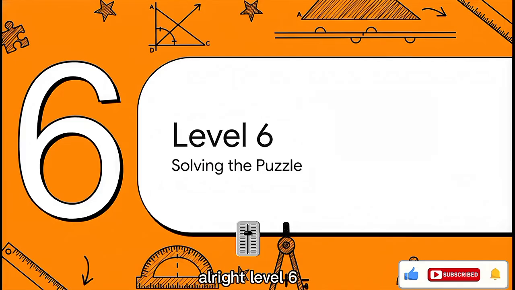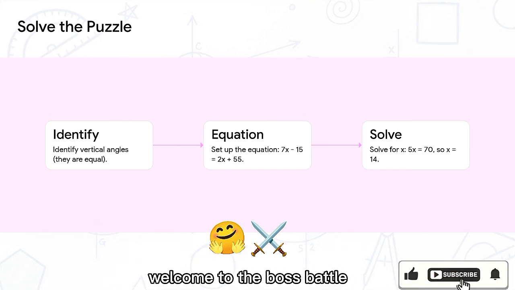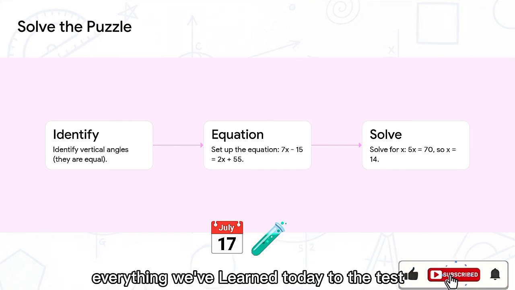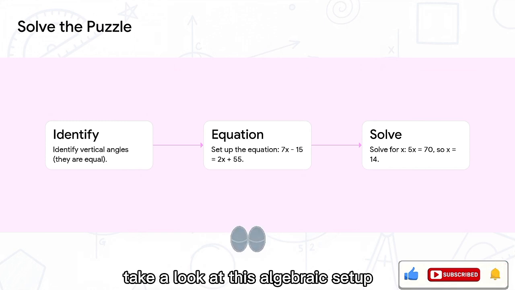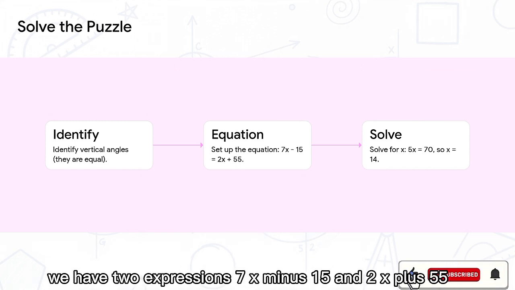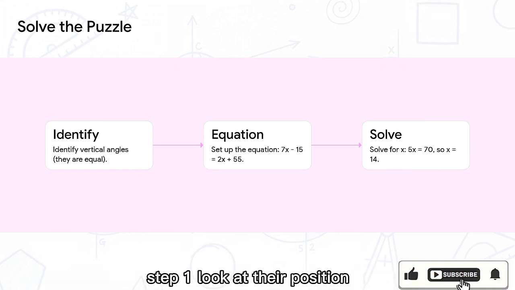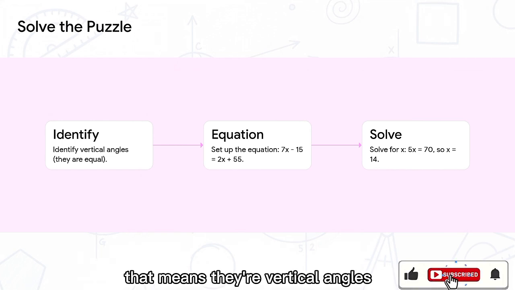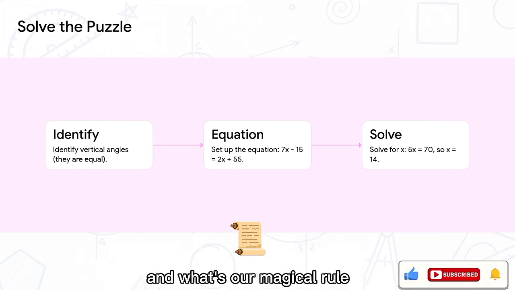All right, Level 6, solving the geometry puzzle. Welcome to the boss battle. Let's put literally everything we've learned today to the test. Take a look at this algebraic setup. We have two expressions, 7x minus 15 and 2x plus 55. Step 1, look at their position. They're crossing each other like a big X. That means they're vertical angles.